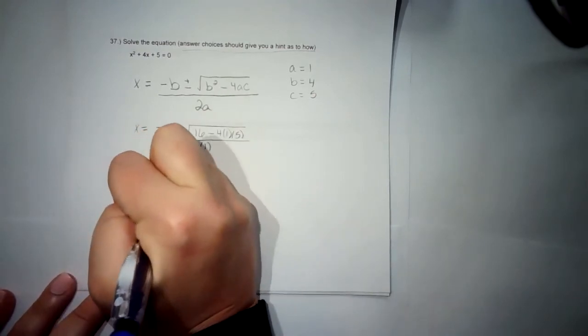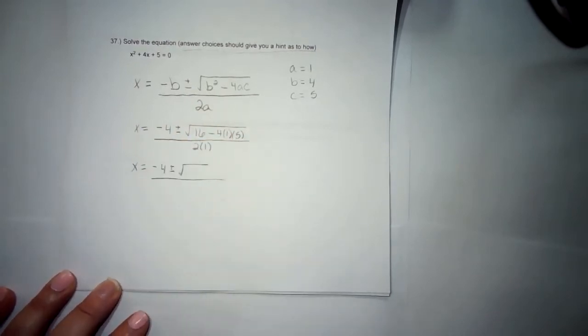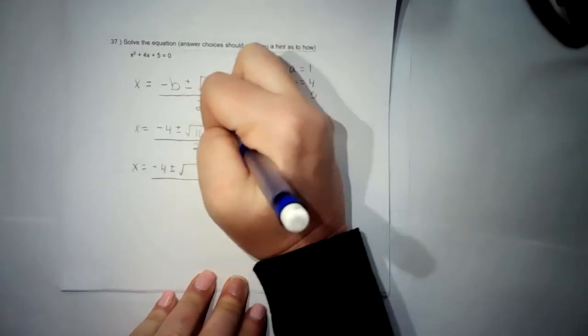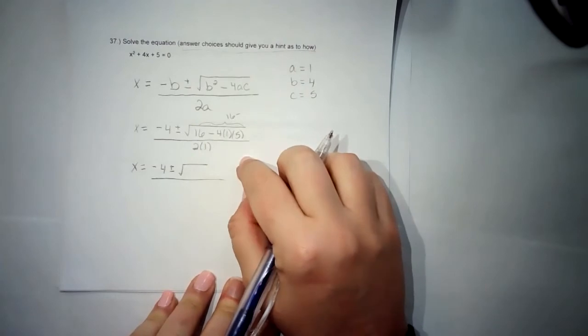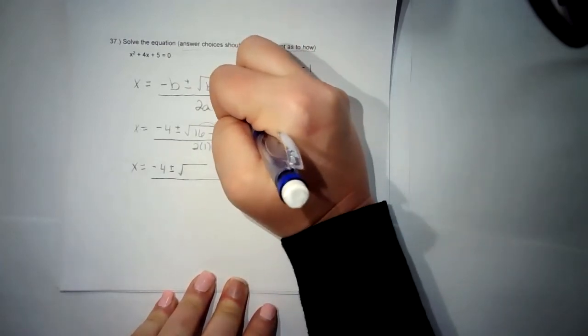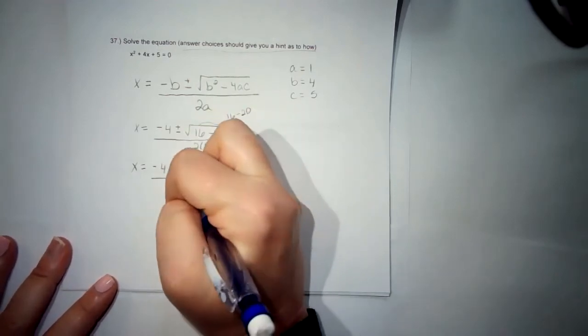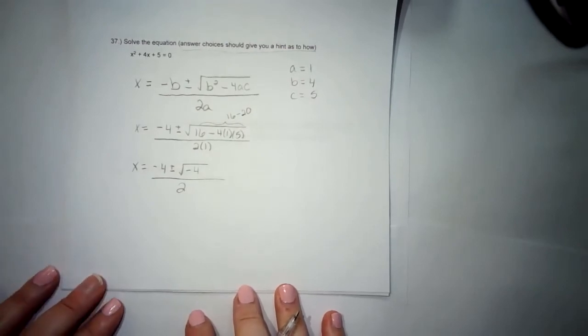All right, we're going to clean it up. I still have -4 plus or minus. Let's see what's going on in this radical. All right, 16 minus, what's 4 times 1 times 5? Okay, so 16 minus 20, what's under my radical? -4. Good, and a 2 in the bottom.